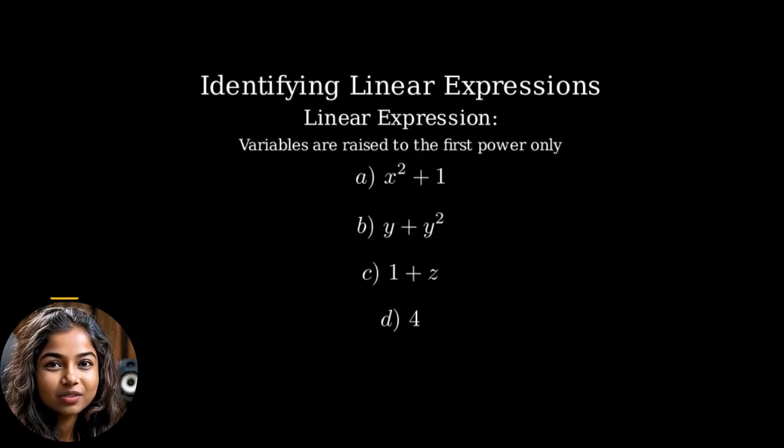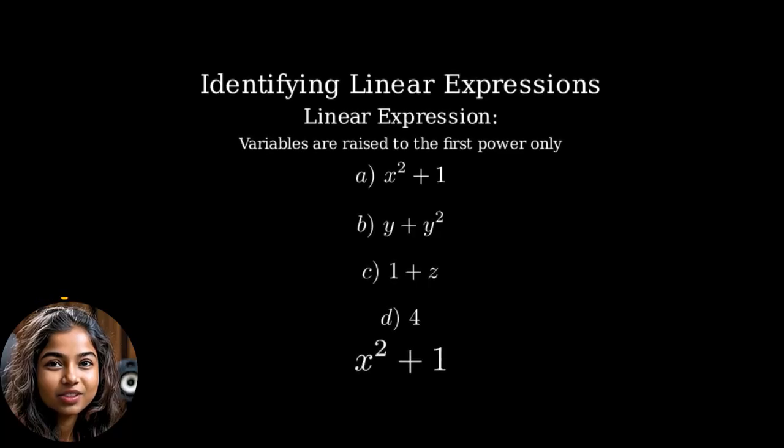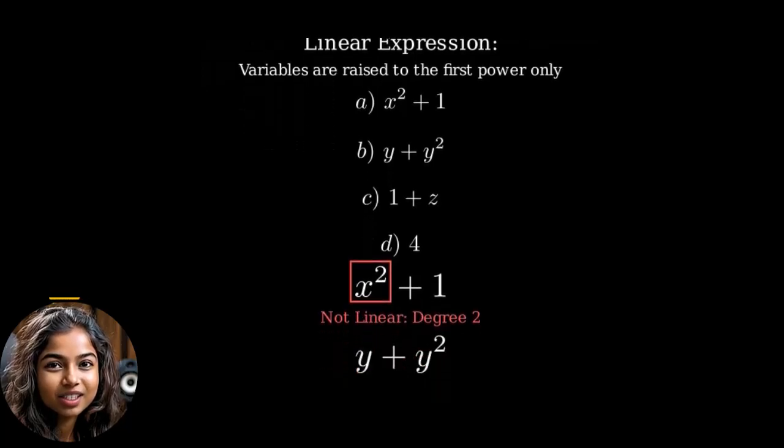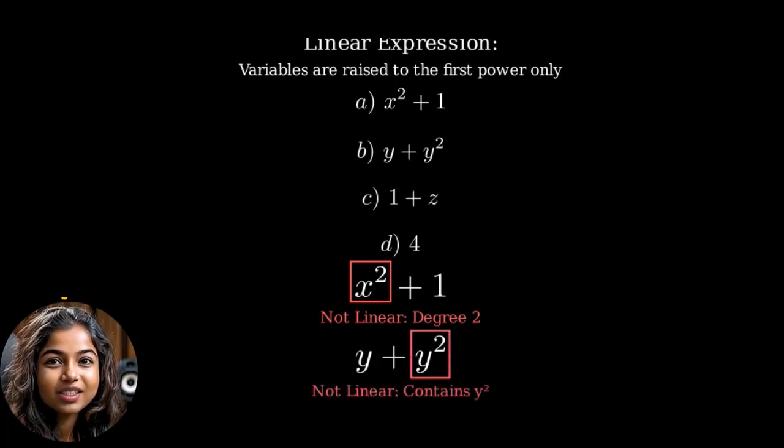Let's analyze each option. First, let's look at option A, x squared plus 1. This expression contains x squared, which means x has a degree of 2. Since linear expressions can only have variables with degree 1, this is not linear. Next, option B, y plus y squared. This expression has both y and y squared. Since it contains y squared, which has degree 2, this expression is not linear.